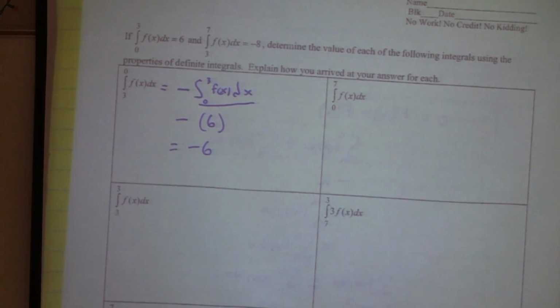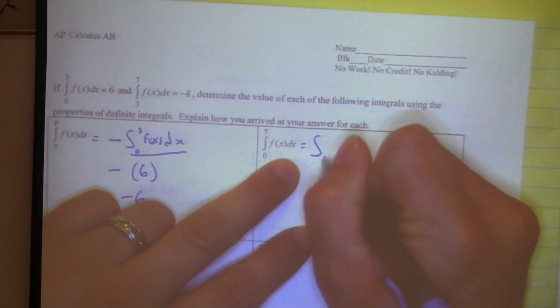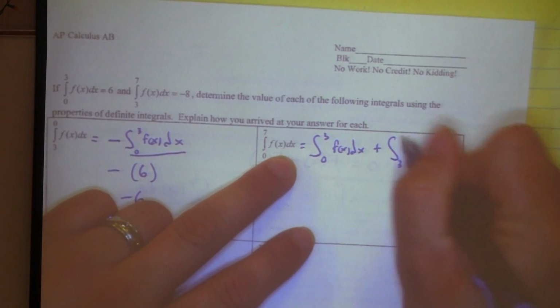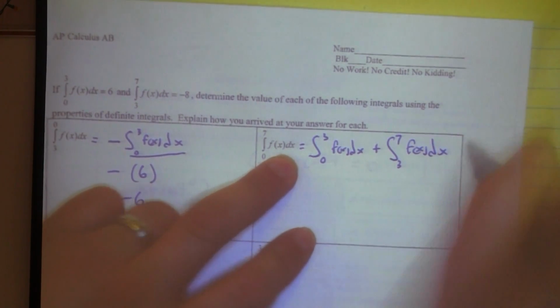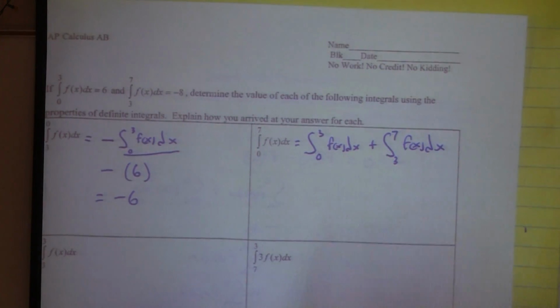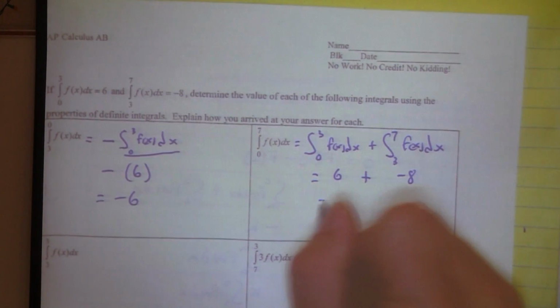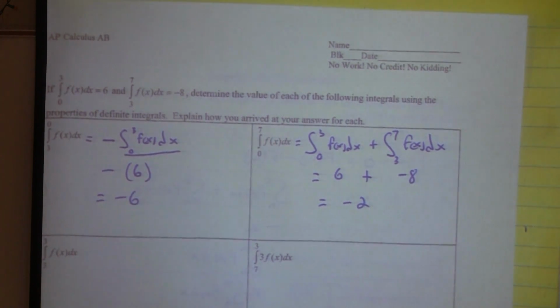Negative 2. Yes. All right, how about from 0 to 7? I don't have something that takes me directly from 0 to 7. Just add the inner. I got from 0 to 3 and 3 to 7, right? So we could say that this is equivalent to the integral from 0 to 3 plus the integral from 3 to 7, right? What is it from 0 to 3? 6, and from 3 to 7? Negative 8. So what do we end up with? Negative 2. Good?